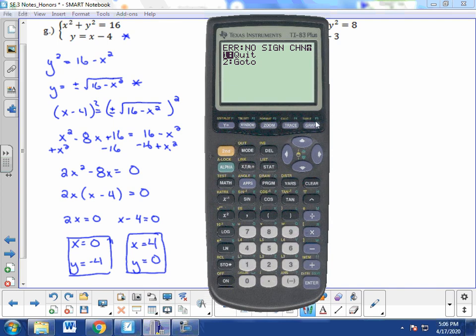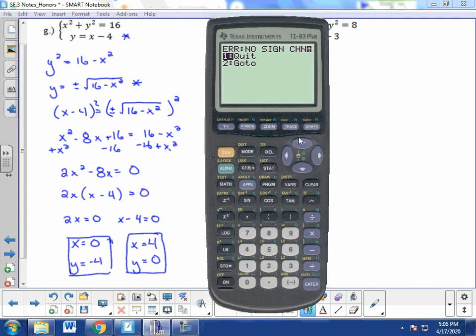So if I hit second table, and I go down to where x equals 4, it's going to show up as zeros on the calculator. And so x equals 4 does give me y equals 0. So even though you use the intersection key, because of some programming things in some of the older calculators, when you use the intersection, it comes up as no sign change and doesn't exactly give you that answer.